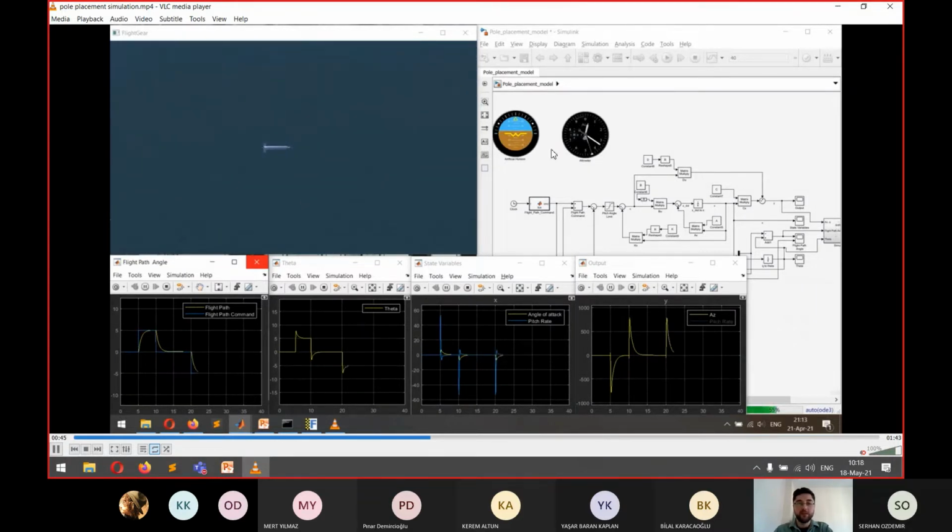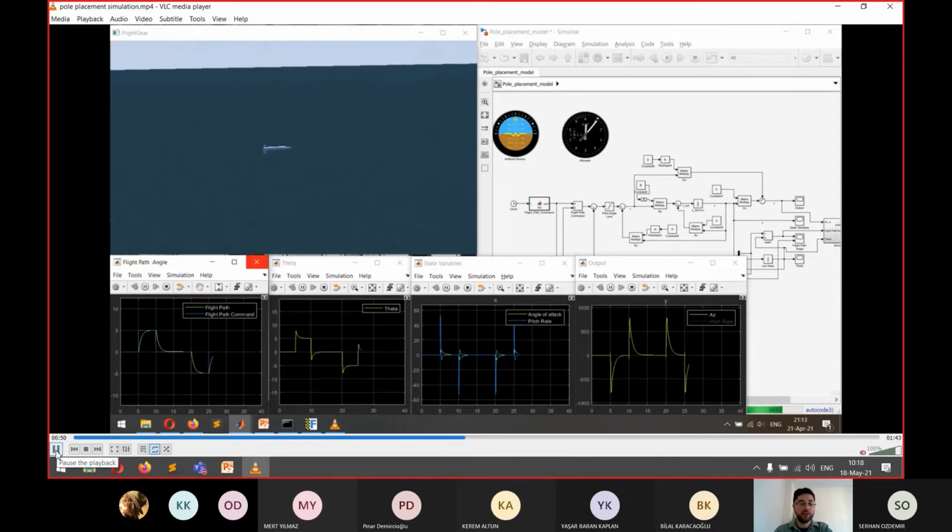Yes, you can also observe from here, from the artificial horizon indicator. Yes, as you see, the response of the system is quite sharp because I did not penalize the effort of the system. In the LQR controller, I will give a penalizing matrix for control input, and you will observe this quite sharp response will be smoothened.